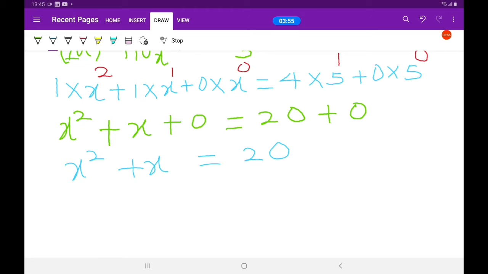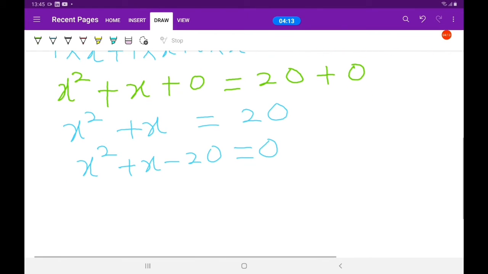This has gone to a quadratic equation. And in many of our videos as well, we have dealt with quadratic equations. So we have x squared plus x minus 20 equals 0. So what do we do next? We try to factorize this. Remember, we have 3 methods. We have the factorization method, we have the graphical method, and we have the formula method. So let's use the factorization method.